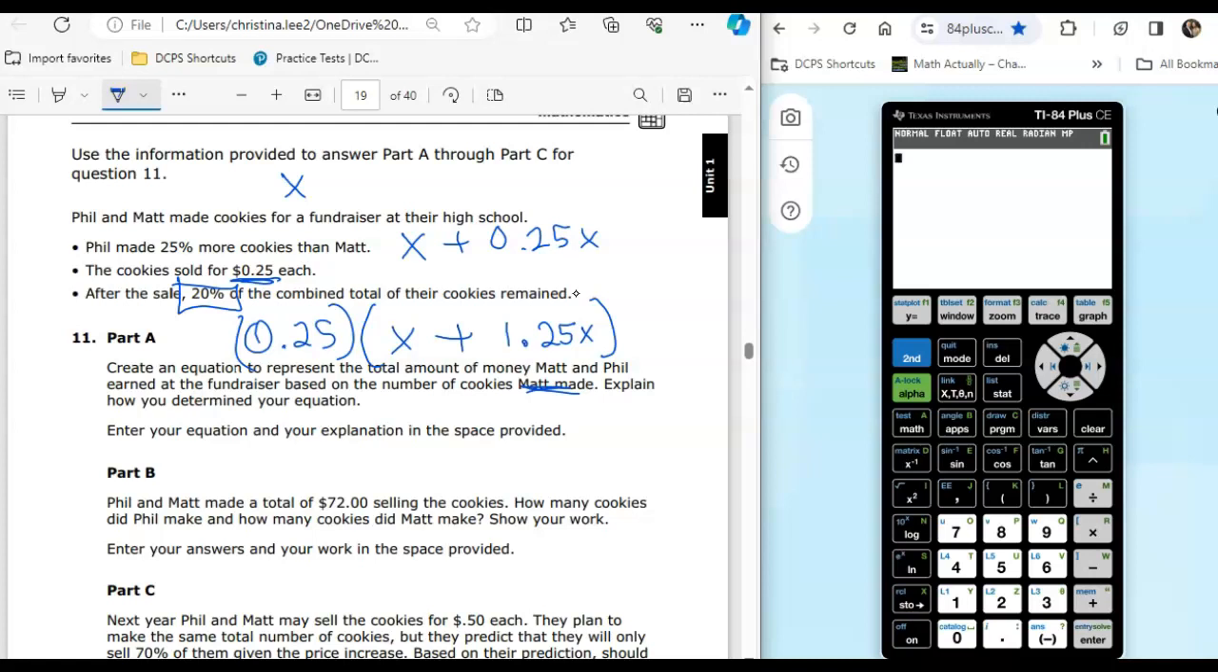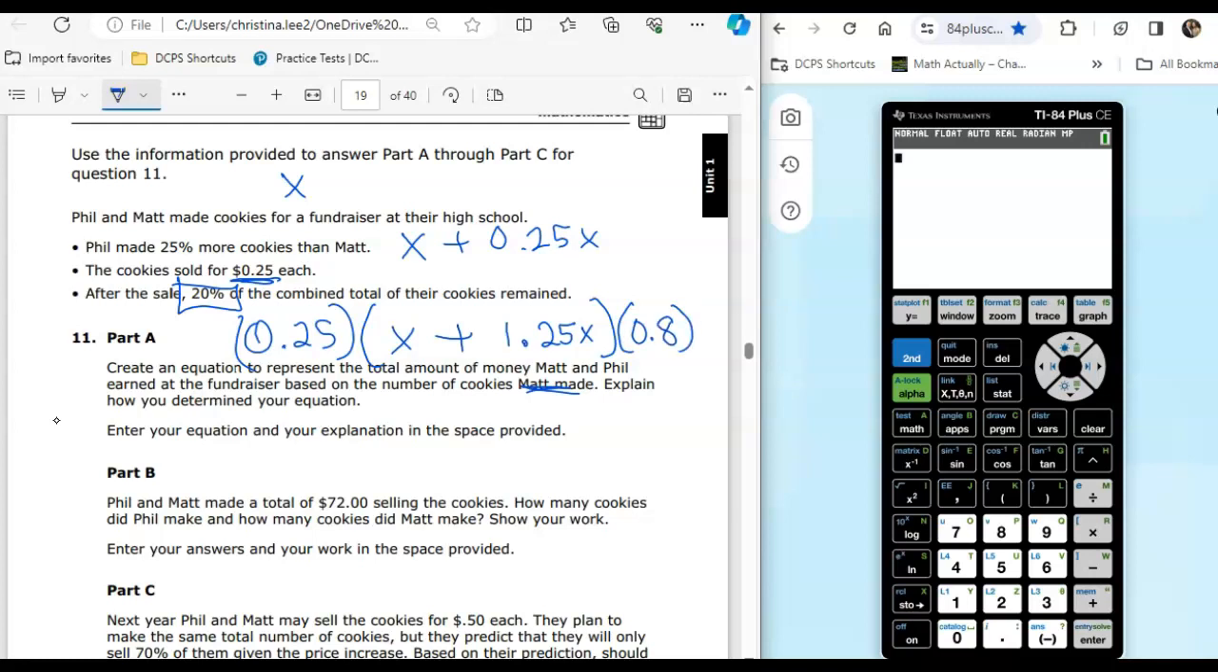And then 25 cents is the amount of money that they made. So the thing is, this is the number of cookies that they made, but then they had 20% of their cookies remaining. So we have to have this, but then we need to subtract 20% of those cookies. If you remember that when we take away 20% of something, what's left is 80%. So we can also multiply by 0.8 here.